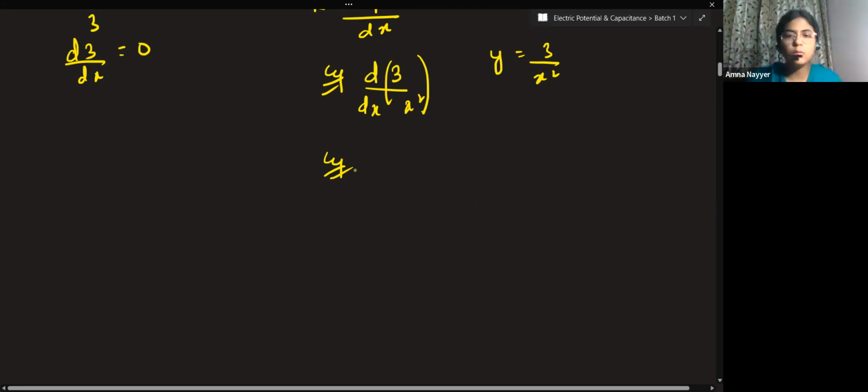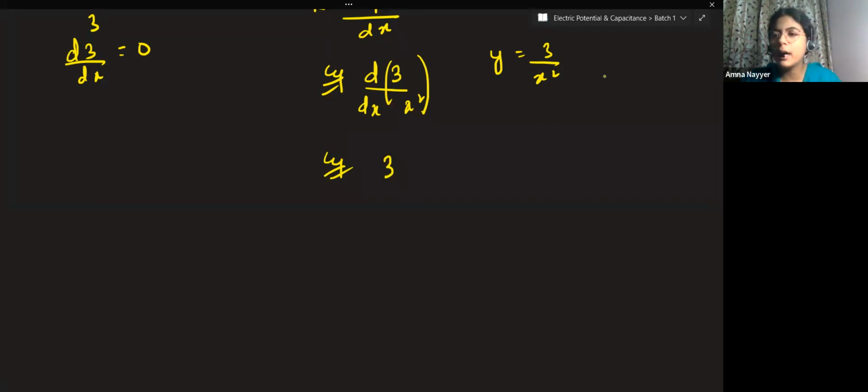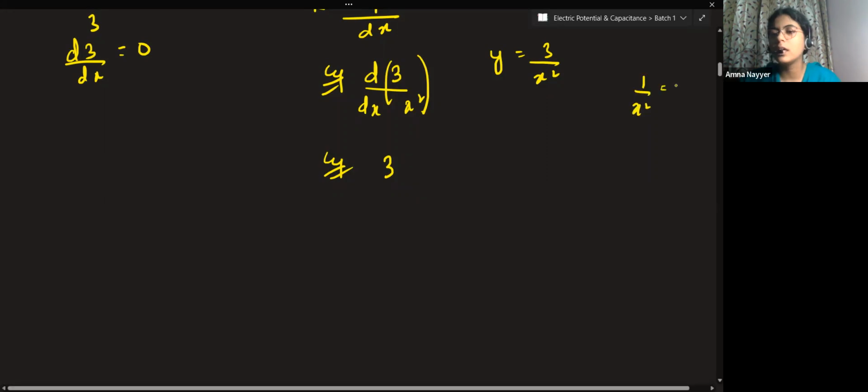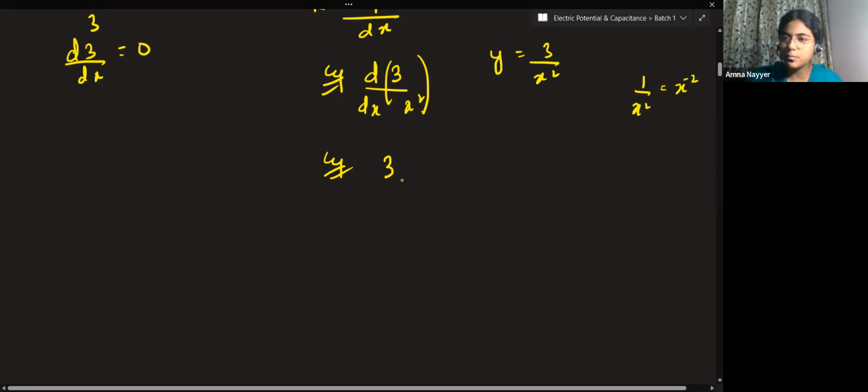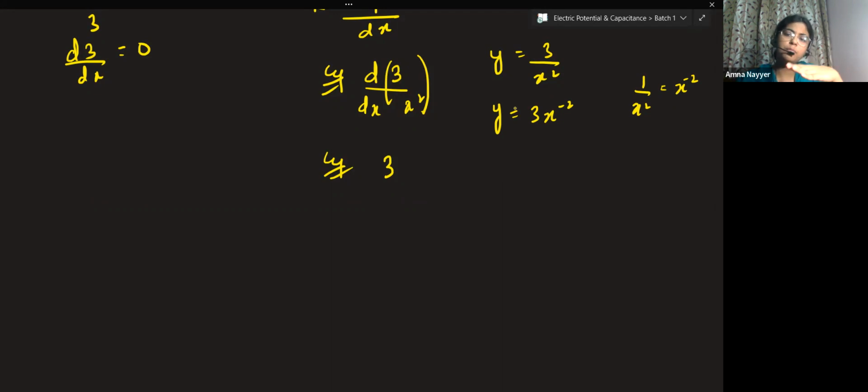So what's the method? Take out the constant. Constant has been taken. Now what is left? 1 by x to the power 2, which is x to the power minus 2. So I can write it as 3 x to the power minus 2. If you are given your function in the denominator, just reciprocate it. Whatever is the sign of your power, that will become the opposite. If it is minus, it will become plus, and if it is plus, it will become minus.